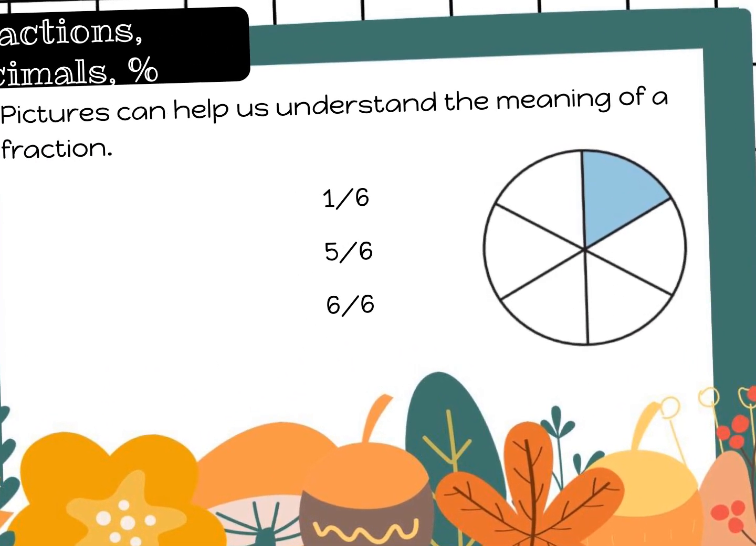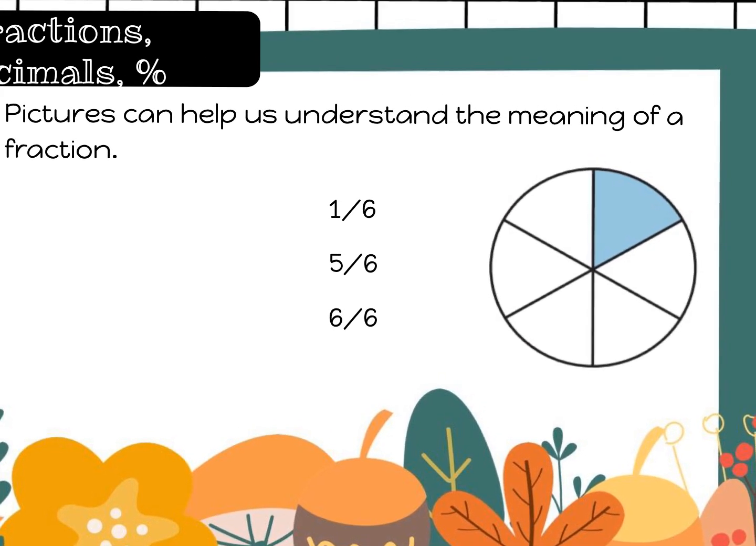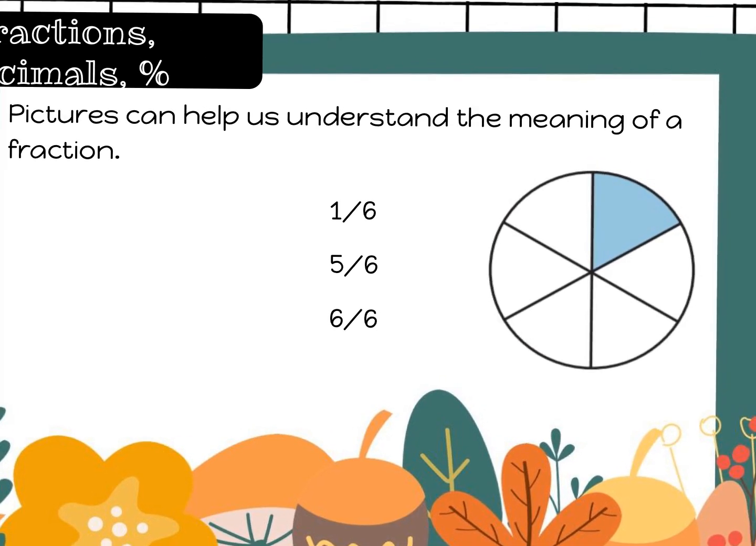If I'm looking at this picture right here, this circle, what is this circle representing? 1/6. How do we know? Because one of the 6 pieces is shaded. What if I wanted to show 5/6? What would I have to do different? You would color in 4 more. I'd have to color in 4 more pieces to have a total of 5 shaded.